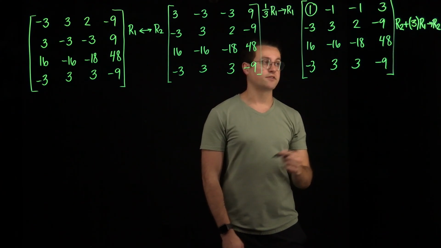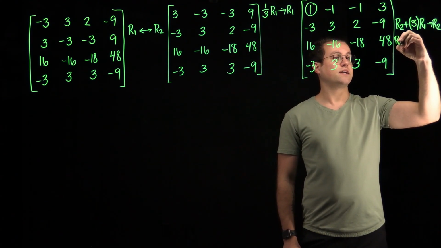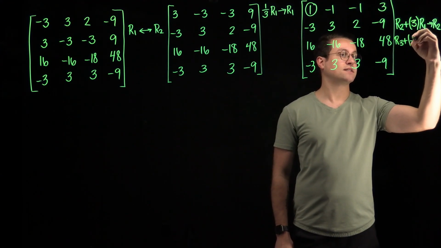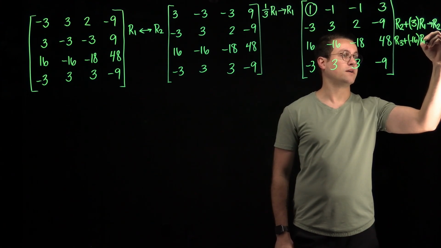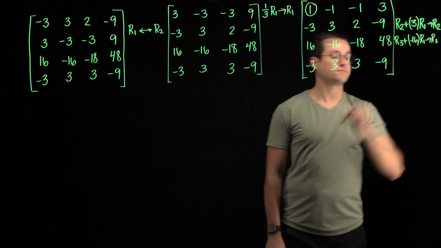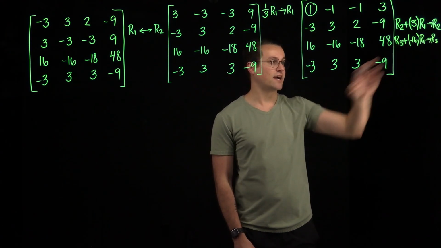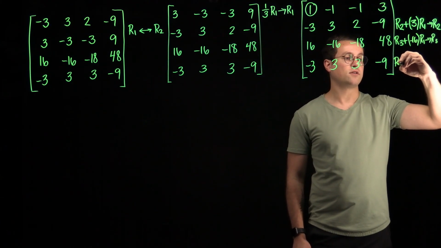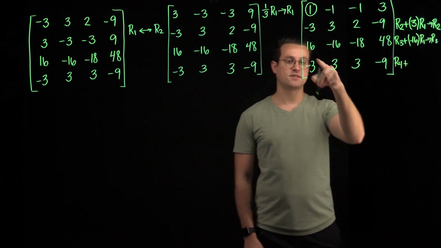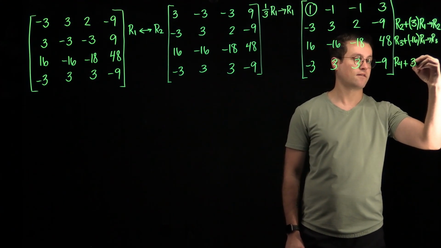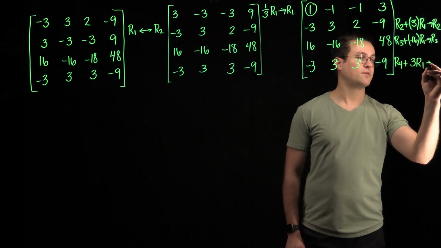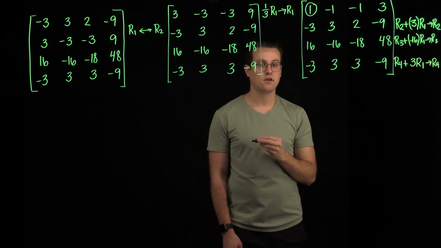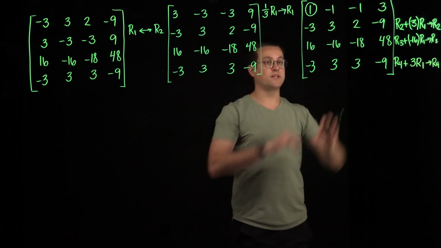So we'll use a similar pattern for the rest. Row 3 plus negative this entry, so -16, row 1, and that will replace row 3. Sorry, I'm running out of space a little bit there. And then in the fourth row, I'll have row 4, the row I want to change, plus the opposite of that entry, so 3, row 1, and that will replace row 4.